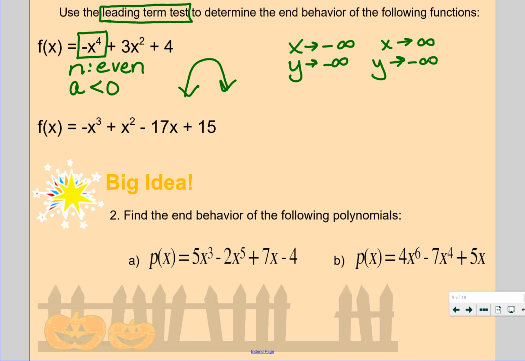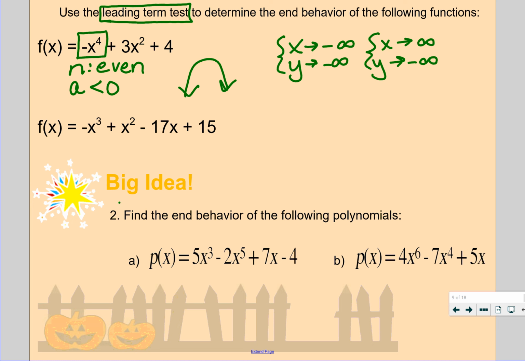On the left, it's going down, is what that first end behavior tells me. And on the right, it's going down, is what the second end behavior tells me. Make sense? That's all we're doing with this leading term test. We're looking at that first term, even or odd power, positive or negative coefficient, figuring out which of the four cases our ends are going to look like.